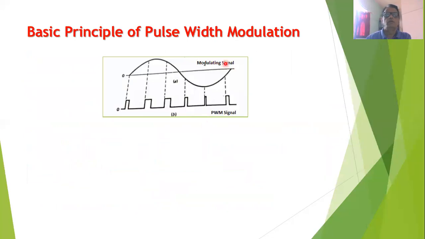Now we will go for the basic principle of pulse width modulation. As shown in this diagram, suppose this is the continuous modulating signal. When this modulating signal is coupled to a comparator circuit, we can generate the PWM pulses. Observe that the width of the pulse goes on increasing as the amplitude of the modulating signal goes on increasing. The width of the pulse goes on decreasing for the negative amplitude of the incoming modulating signal.